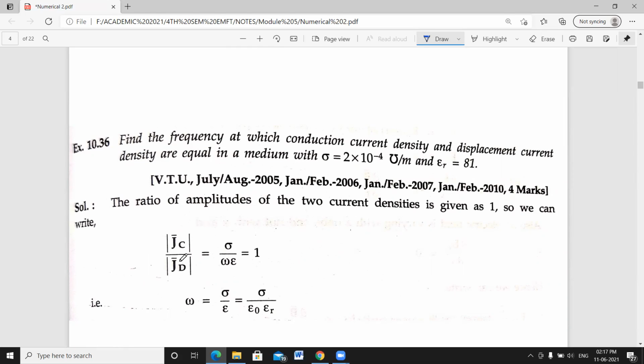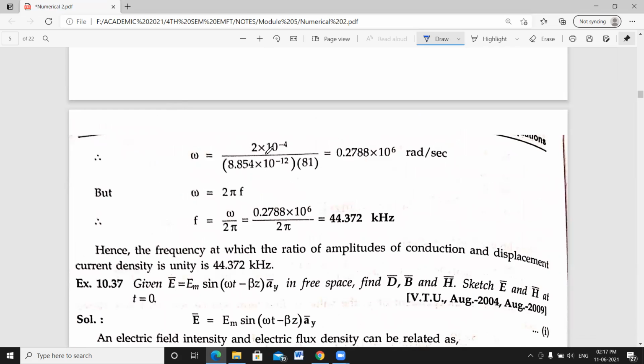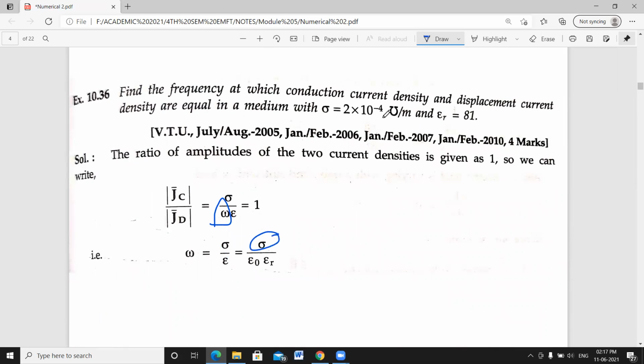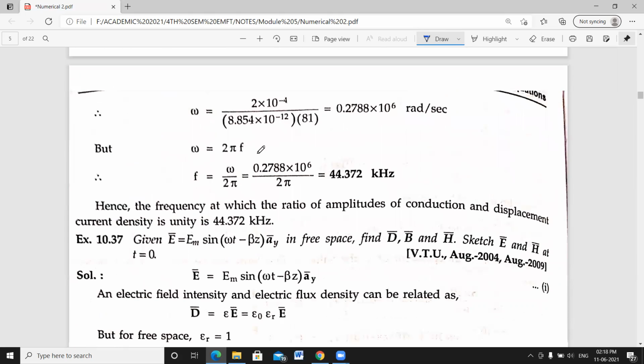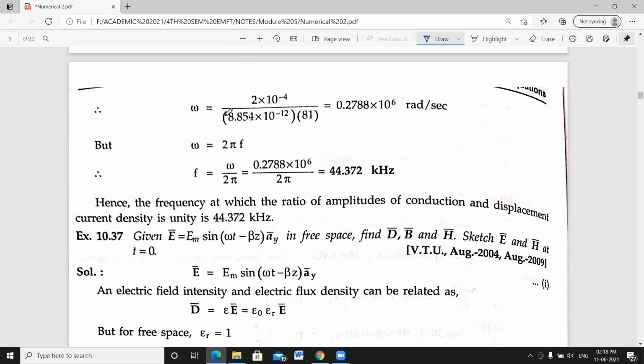So magnitude of JC to magnitude of JD is equal to sigma divided by omega epsilon, which is equal to 1. Therefore, omega is sigma divided by epsilon, that is sigma divided by epsilon naught into epsilon R. Then substitute for sigma, it is already given, and epsilon R is also given. Substitute 2 into 10 to the minus 4 divided by epsilon naught, which is 8.854 into 10 to the minus 12, and epsilon R, given as 81, and you will be getting 0.2788 into 10 to the 6 radians per second.